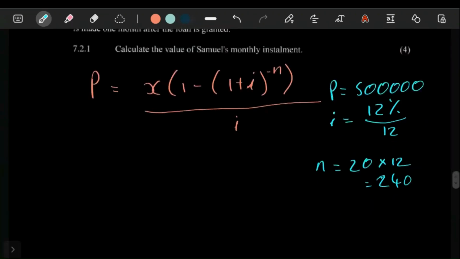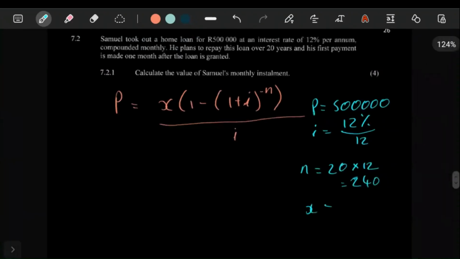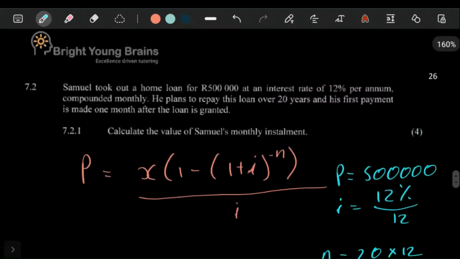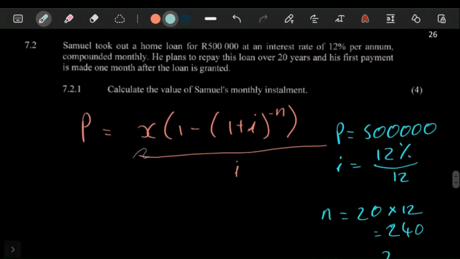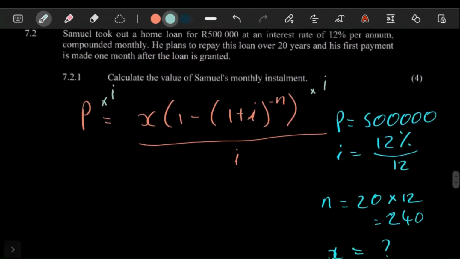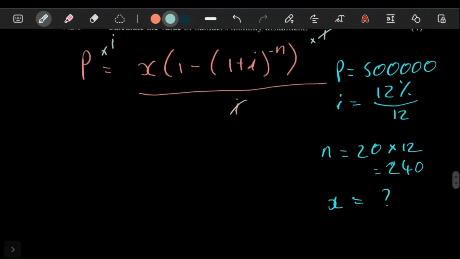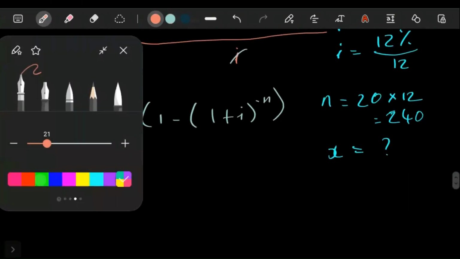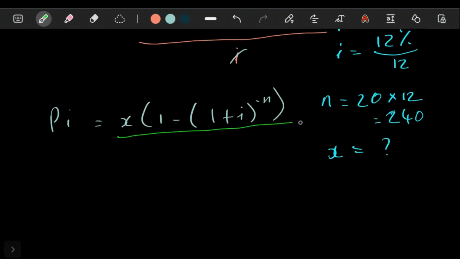So now working out the value of X. Normally, what I always say is try and isolate the variable you're working out. Isolating X, you can firstly multiply by I on both sides so that this cancels that. You're going to have PI here. Then X here, 1 minus (1 plus I) to the power of negative N. And then since you want X on its own, you can divide both sides by the big bracket, you see.